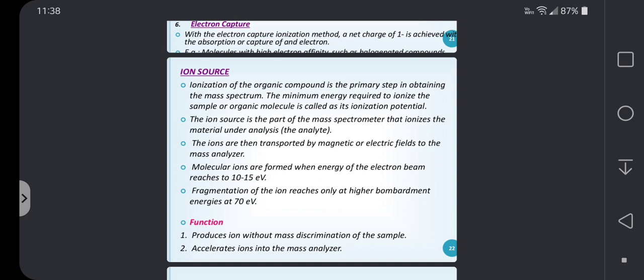Functions of an ion source. It produces ions without mass discrimination of the sample. It accelerates ions into the mass analyzer.